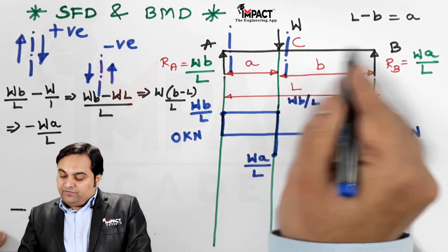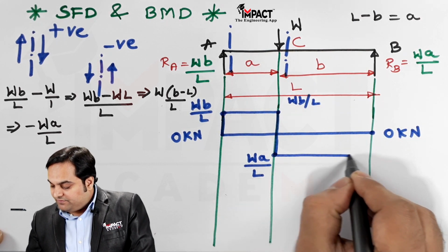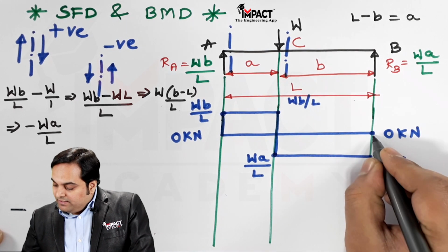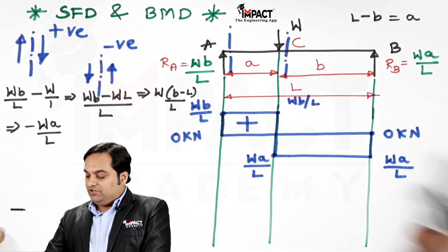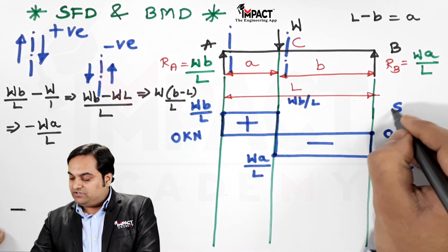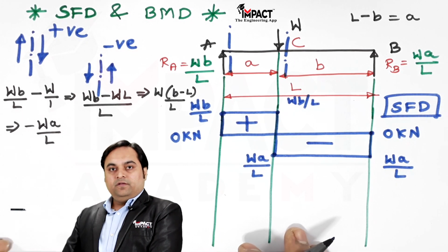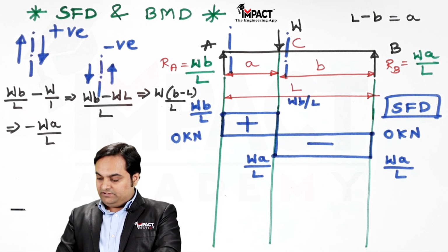Now again, between C to B there are no forces present, so the SFD remains constant, reaches up to Wa by L, and finally connects to 0. Here we have the positive region and here is the negative region. So this is the shear force diagram.